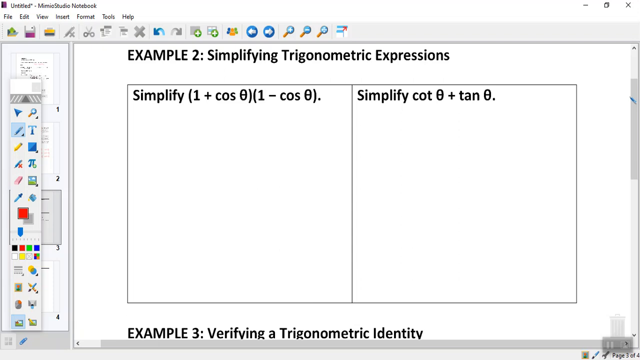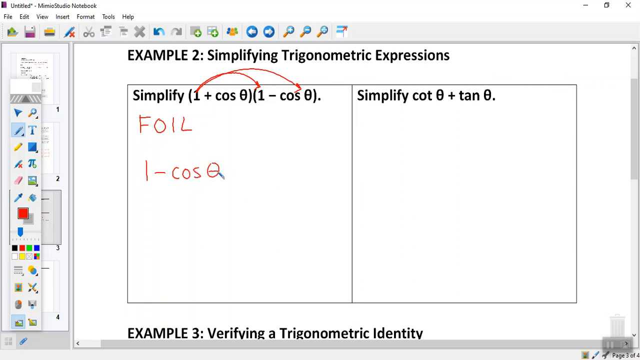So let's try this first one. Do you agree that this looks like a binomial times another binomial? We could FOIL this out, right? Let's talk. What's 1 times 1 going to get you? 1. Okay, there's 1, so let's write that down. And then 1 times negative cosine theta would be negative cosine theta. Minus cosine theta.